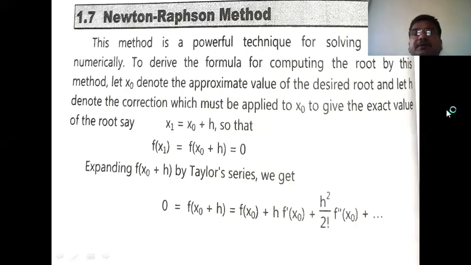So today the topic for discussion is the Newton-Raphson method. This method is useful to find the approximate root of transcendental equations and algebraic equations.